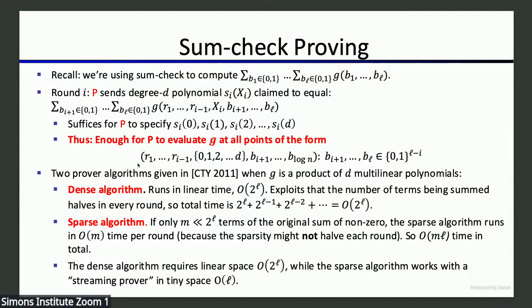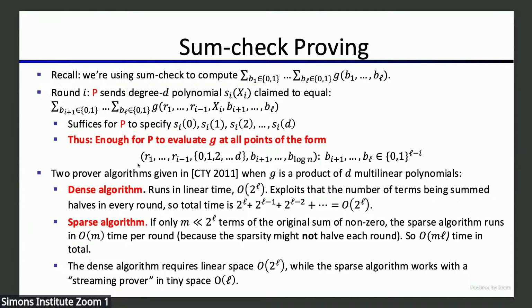What this is exploiting is that in round 1, there are 2 to the L terms. In round 2, there's half that many terms. In round 3, there's again half that many terms. So you have a geometric sum in terms of the cost to the prover, and that's actually dominated by the first term. Okay, so that's one algorithm.